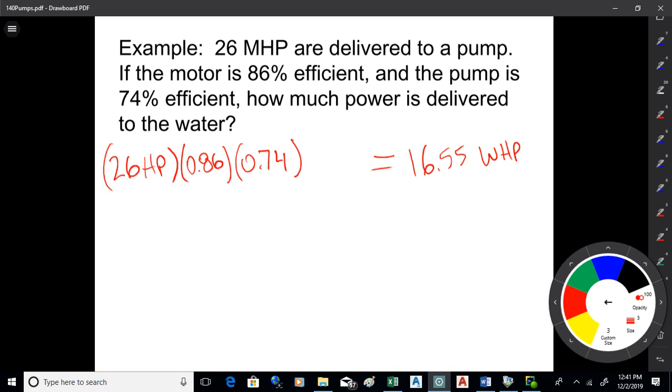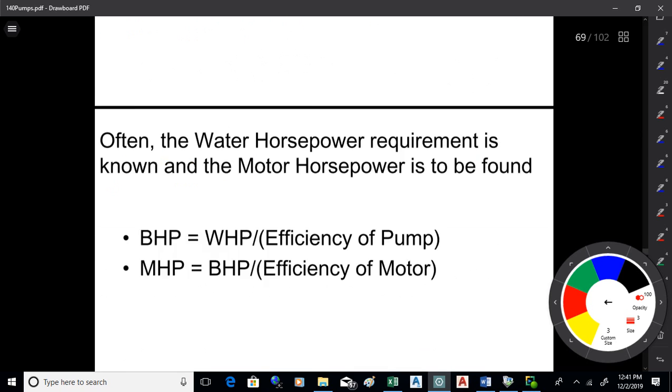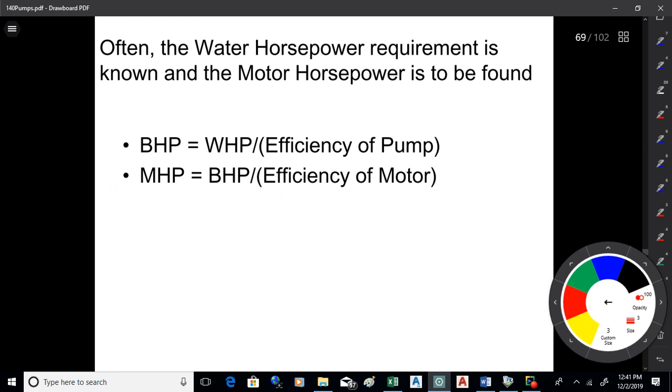Now, this is if I know what horsepower is coming into my motor, and if I know these efficiencies, I can figure out what's going to the water. But the truth is, usually I go the other direction. Normally, I know what water horsepower I need, and I want to back out to get to the motor. So if I've got motor horsepower and I'm going to water horsepower, I multiply by efficiency. But if I know the water horsepower and I have to back out to get to motor horsepower, I divide by the efficiency.